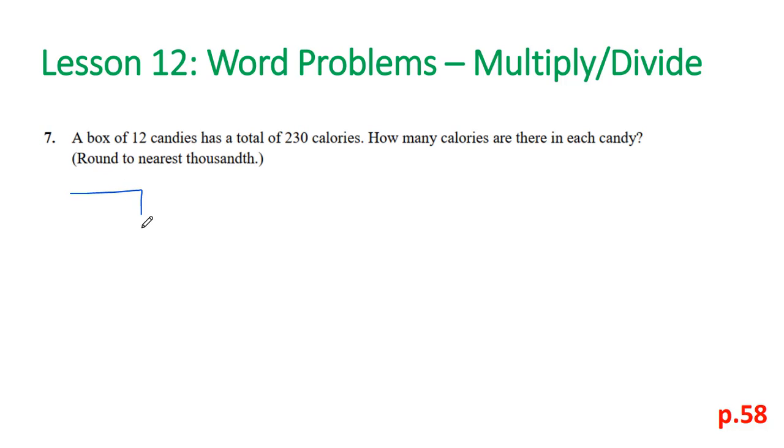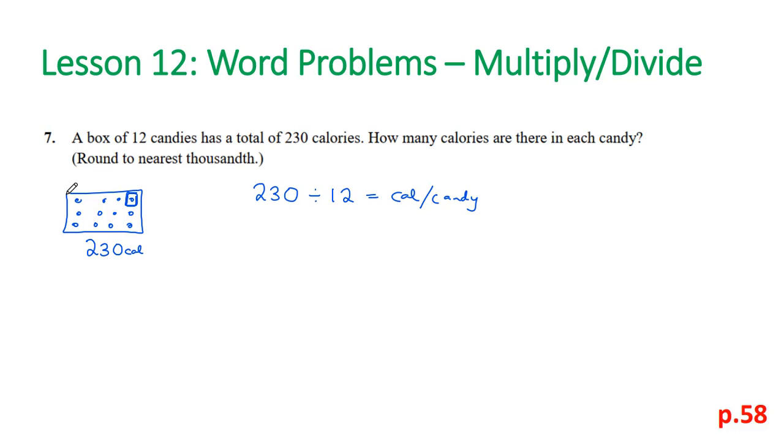Number 7, a box of 12 candies has a total of 230 calories. How many calories are there in each candy? So we have a total of 230 calories, and we have a total of 12 candies. So we know the totals, so there's no opportunity here for us to multiply. We are going to be dividing because we want to know the calories in one of these single candies. So we're going to take the 230 in total divided by the 12 to give us the calories per candy.